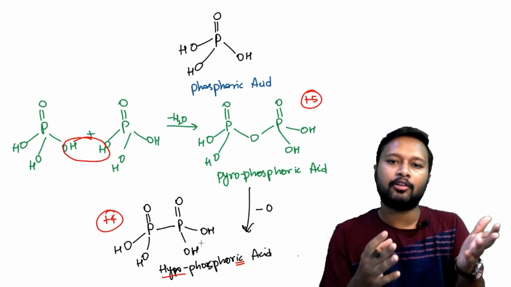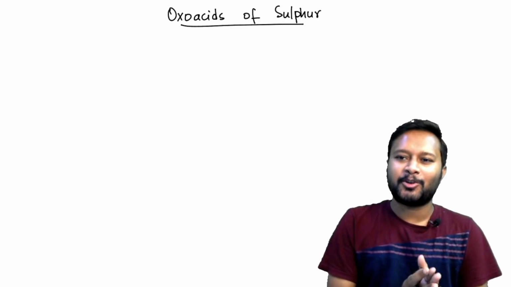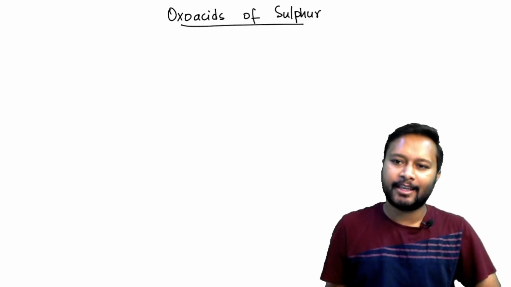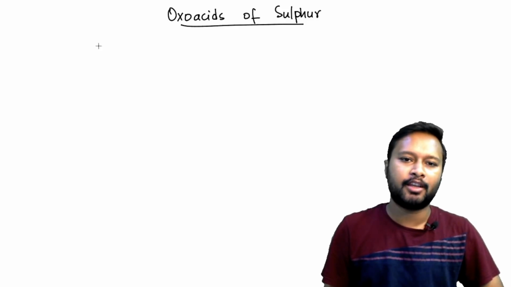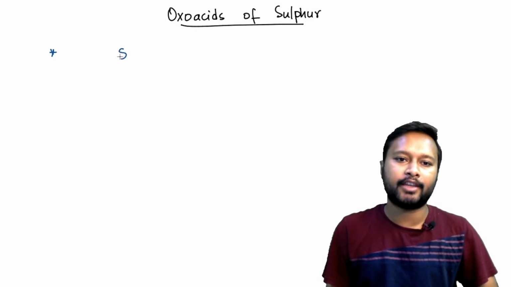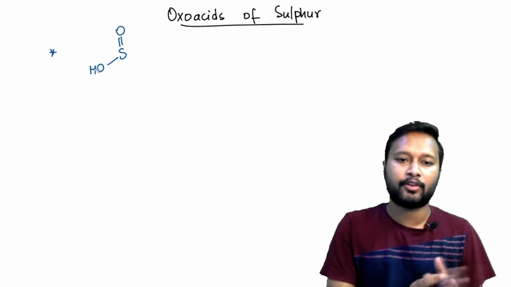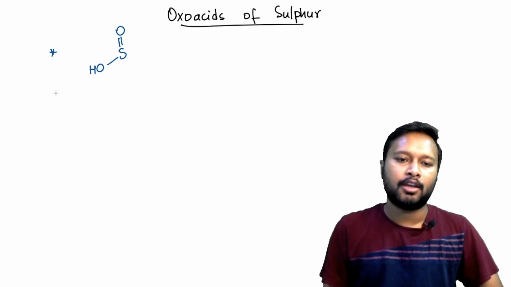Now let's take the oxoacids of sulfur and see how to derive them. Alright, let's talk about oxoacids of sulfur. The same concept you have to apply here as well. The first rule is that for being an oxoacid, the eligibility criteria is that sulfur should have double bond O and OH, just like for phosphorus. Same thing is here also.